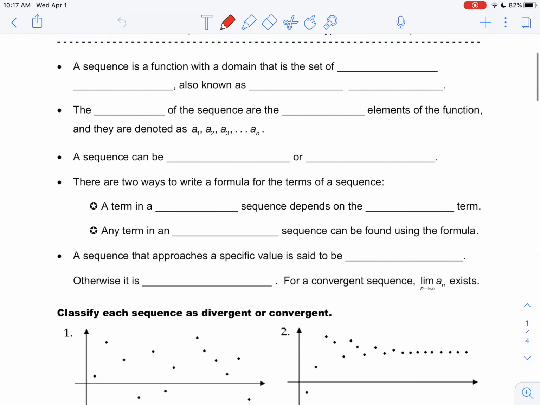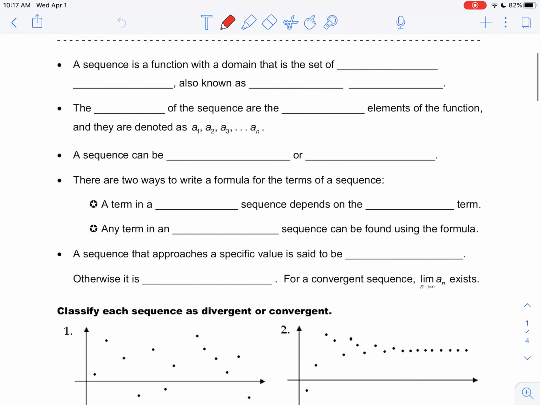Let's just get started. A sequence is a function with a domain that is the set of positive integers, and I believe that's what Math Excel is going to ask you for. Some other textbooks also refer to it as your natural numbers, which are the first numbers that you learned when you were learning how to count.